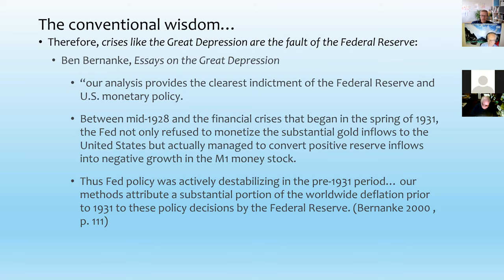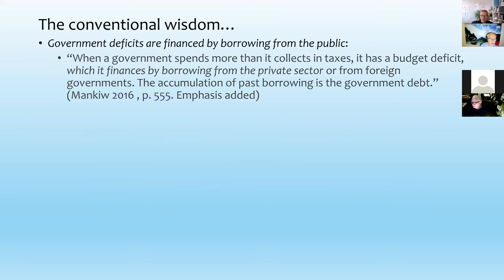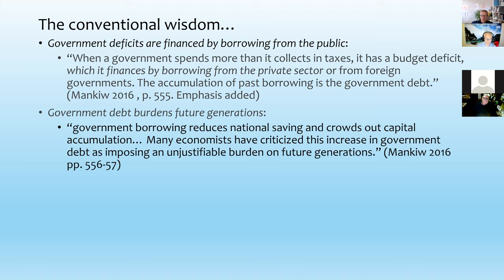And then he finally said that the government was responsible for the crisis. That was his thinking. And when you look at the attitude to what the government sector does as well, the idea is the government borrows from the private sector to finance its deficit. So if the government spends more than it gets back in taxes, it has a government deficit, a budget deficit, and it finances that by borrowing from the private sector. Okay, and then that's the accumulation of private debt, and that burdens future generations.